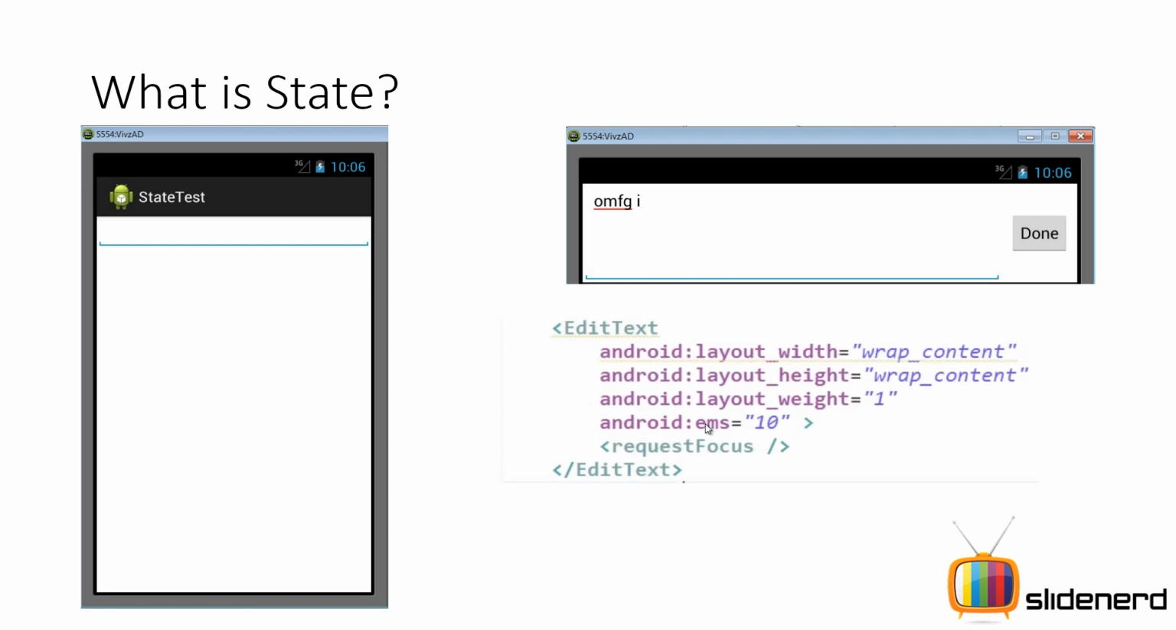Let me go ahead and show you the definition of the edit text over here. This is the XML layout of the edit text. It's wrap content, weight, EMS or whatever. Don't worry if you don't know how the edit text looks and works. We will talk about these controls in detail later. But for now, what I want you to understand is this.